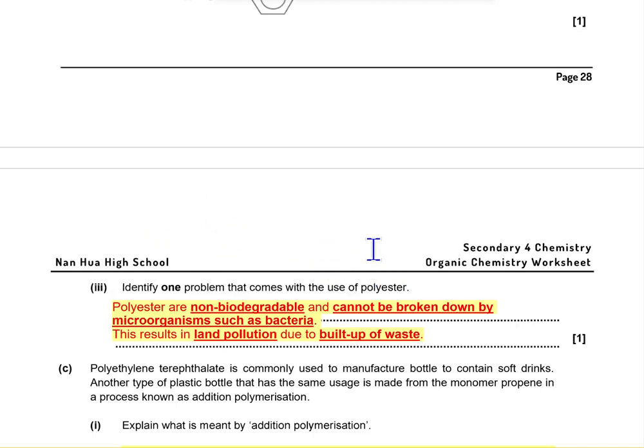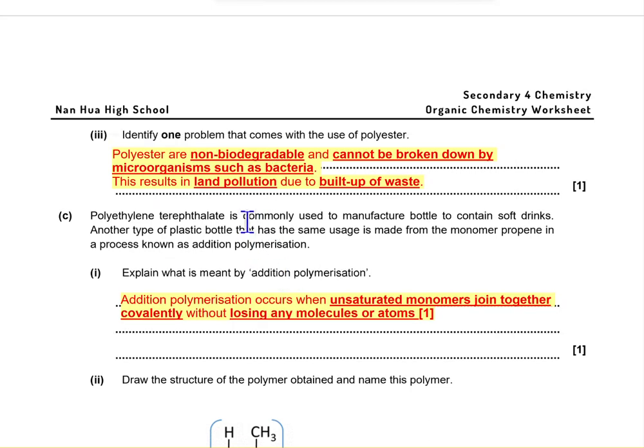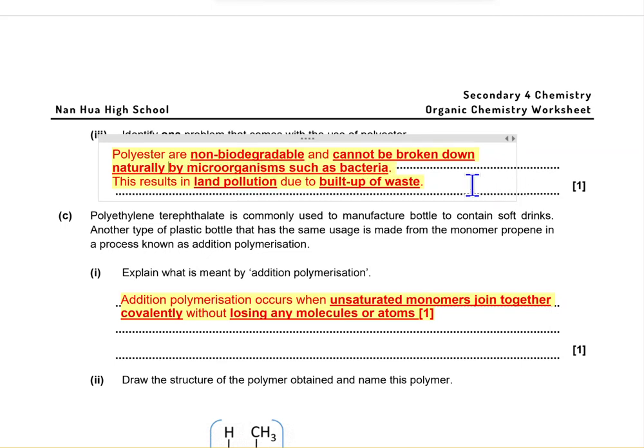Identify one problem that comes with the use of polyester. This is always the same kind of question. It's about non-biodegradable. If it's non-biodegradable, it cannot be broken down naturally by organisms such as bacteria, and therefore results in land pollution due to build up of waste. Memorize the phrase properly. This is a very good phrase for you to remember. Cannot be broken down naturally by microorganisms such as bacteria, resulting in land pollution due to build up of the waste. So accumulation forms the pollution.